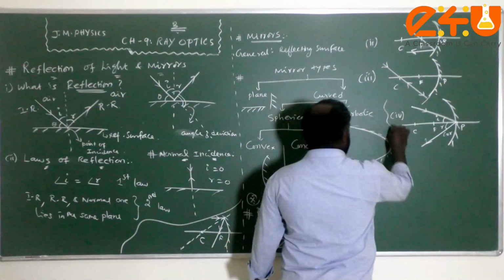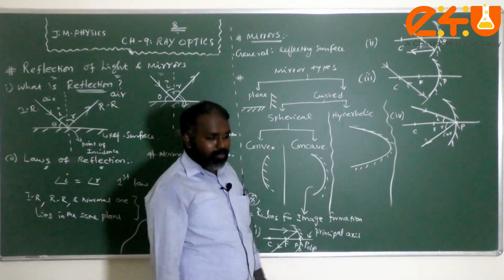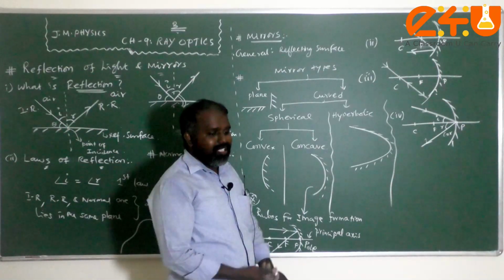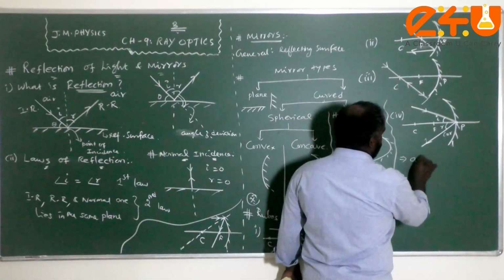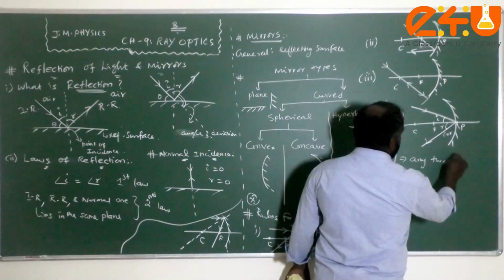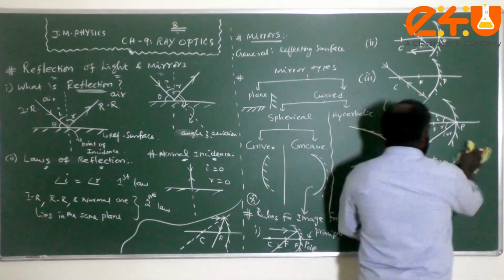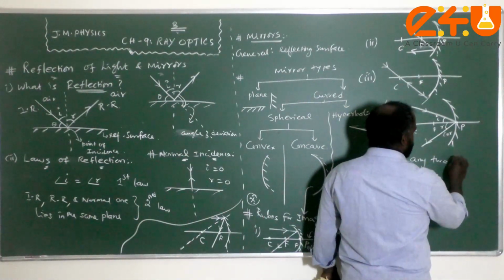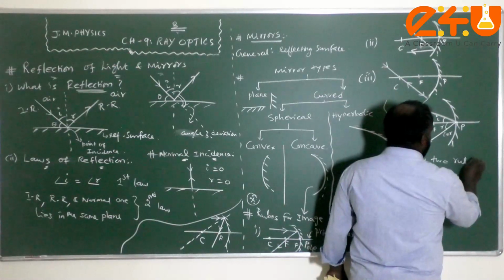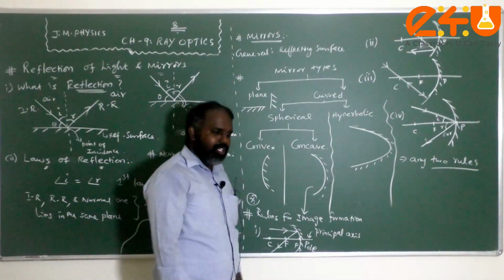Okay, now please see that. Okay sir, 4 rules are there. Then how many rules must we apply to get the image formation? For that, any 2 rules are enough. Any 2 rules, that is our choice. Whichever is comfortable to draw the ray diagram, any 2 rules can be used. So any 2 rules are sufficient to get the image formation.